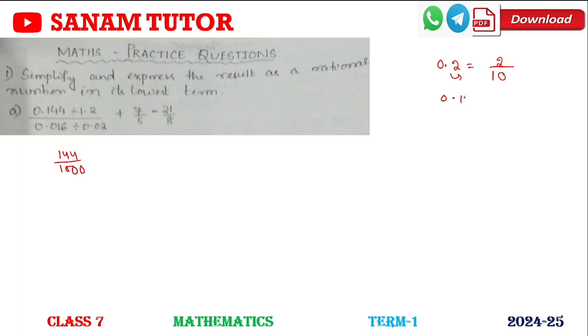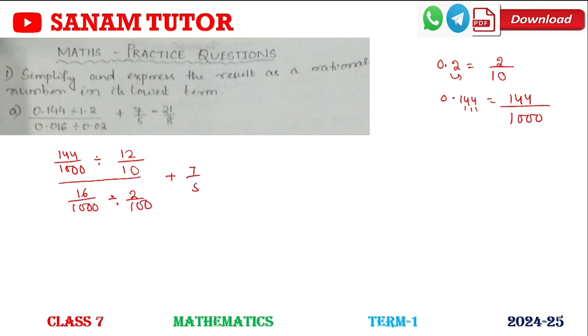Similarly, 0.144 we write as 144 divided by 1 with how many zeros? 1, 2, 3, so three zeros. Any doubt? Similarly 1.2 is 12 divided by 10, because after the decimal there is 1 digit. So the expression is 144 divided by 1000, divided by 16 divided by 1000, divided by 2 by 100, plus 7 by 5 minus 21 by 8.